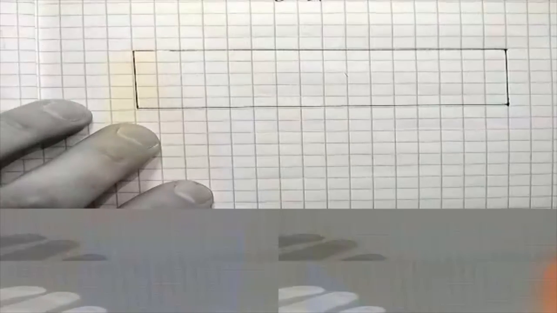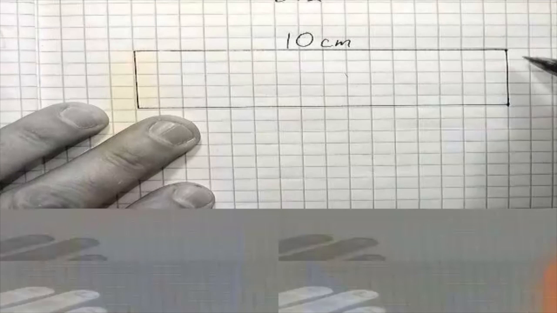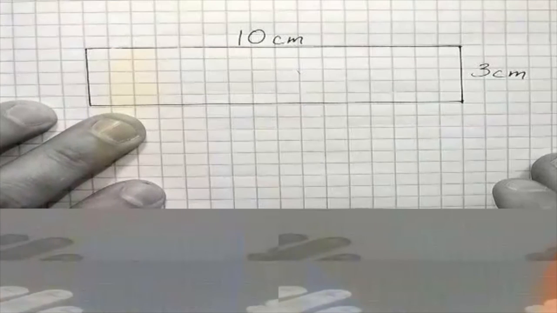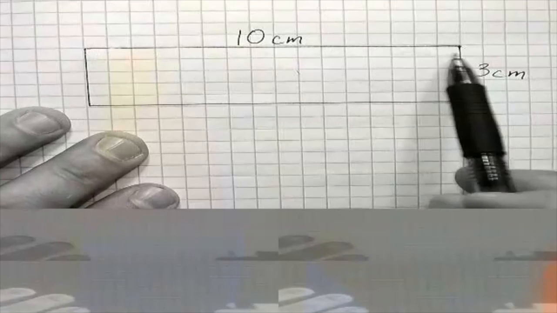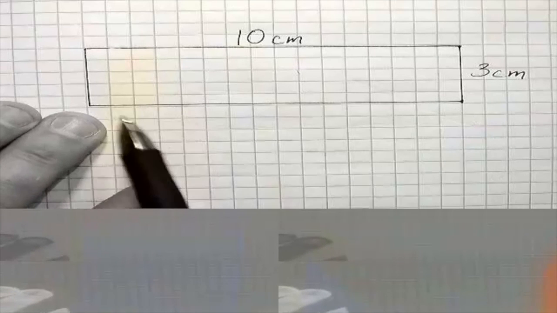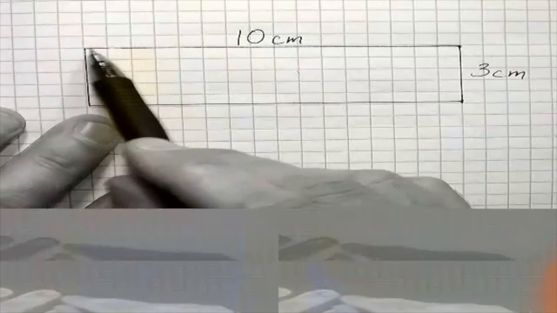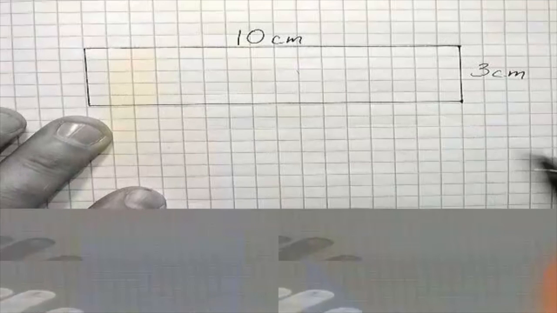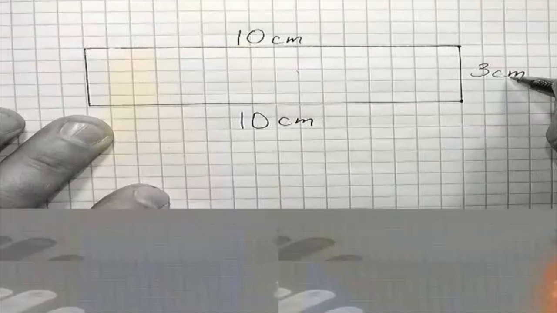Okay, so here we have a rectangle. The dimensions of this rectangle, let's see, from this point is 10 centimeters. From this point is 3 centimeters. Okay, now there's a couple things that you should know about what a rectangle is. A rectangle has two lines that are opposite of each other that are the same length. So from this point is the same as this point to this point. So we know that since this one is 10 centimeters, this one is also going to be, you guessed it, 10 centimeters. Okay, and from here to here is 3 centimeters.